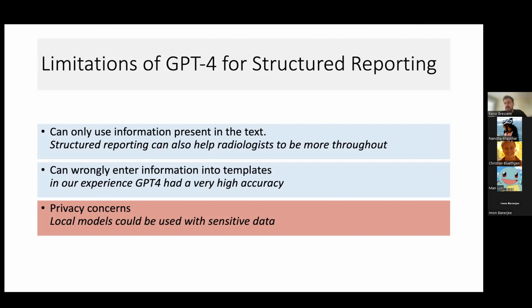There is a risk of GPT wrongly entering information into the templates, but as we observed, this is very, very low. And again, this was a proof of concept, but you probably should not send your radiology reports to GPT because you don't want to reveal your patient information. And it can also be costly if you do it over and over again for millions of reports.